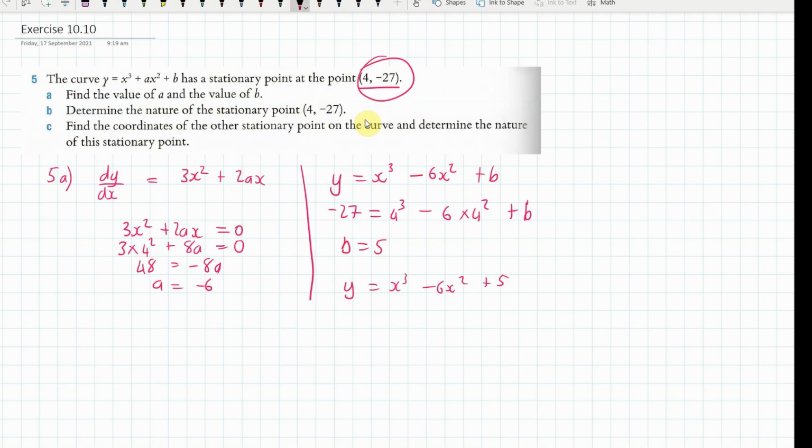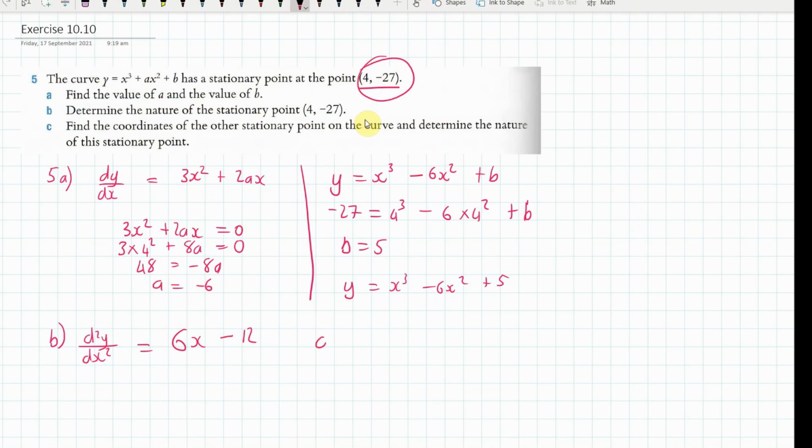Okay, the nature of the stationary point, sorry. So for part B, I'm going to do the second derivative, and that means I'm going to differentiate this, and it should give me 6x plus, and then 2a. So the x drops out, it's just going to be 2 times a, and we found that a was negative 6, so it should be minus 12. I think that's what we're going to have for the second derivative.